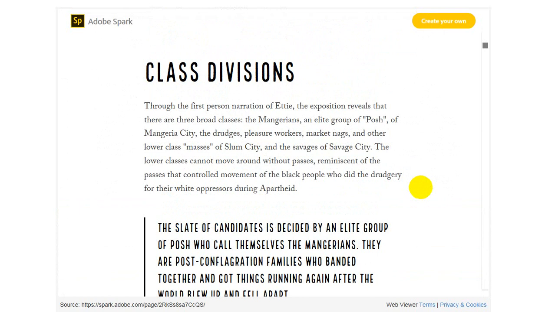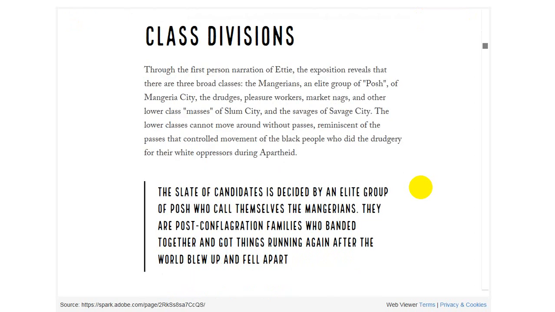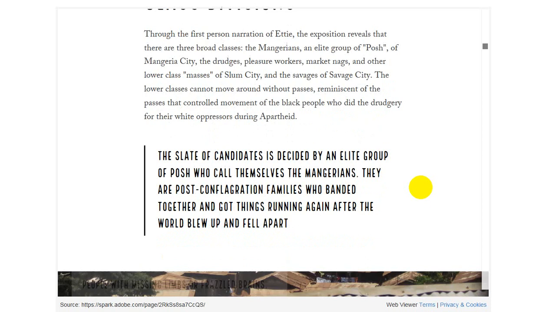Class divisions. Through the first person narration of Edyth, we learn about the three broad classes: the Mangerians, the posh group who run the city; the drudges, pleasure workers, and market nags and other lower classes. And I think this broadly includes the rejects who live on the roofs and are rejected by society because they're no longer of any use. And then the savages of Savage City; this is where you're sent if you're too savage to follow the party line and fall into line and behave yourself.